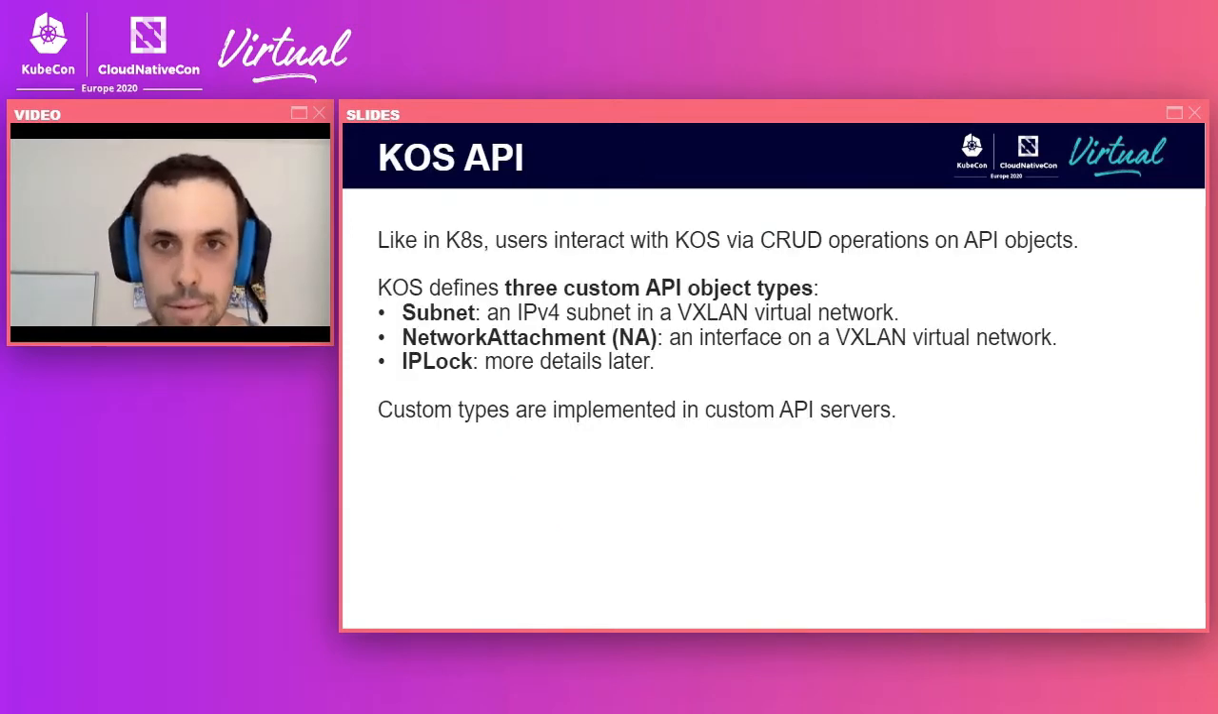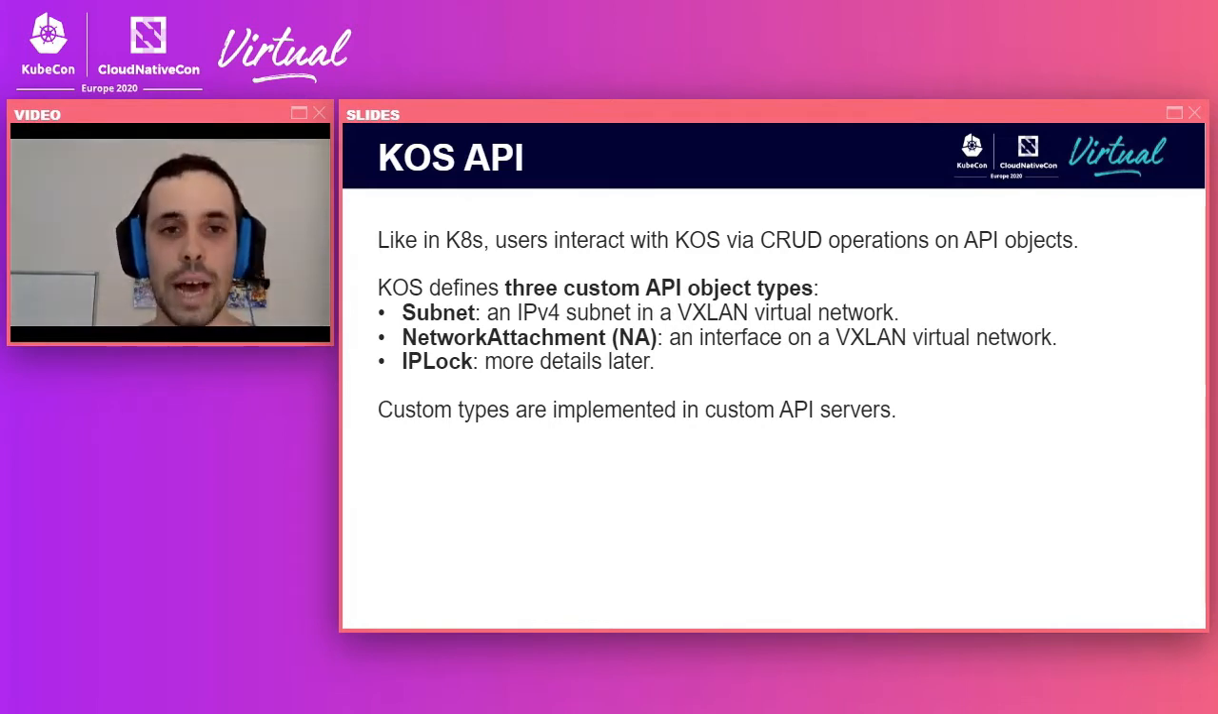Okay, we've concluded the background. Now we can look at KOS itself. Let's begin with its API. Users interact with KOS just like they do with Kubernetes, by creating, updating, and deleting API objects. And KOS defines 3 custom API object types served by custom API servers.